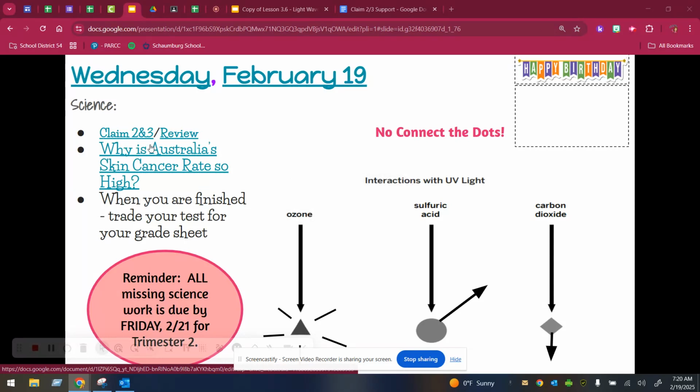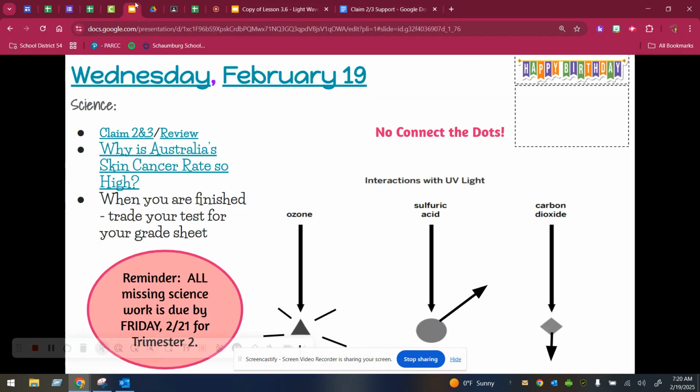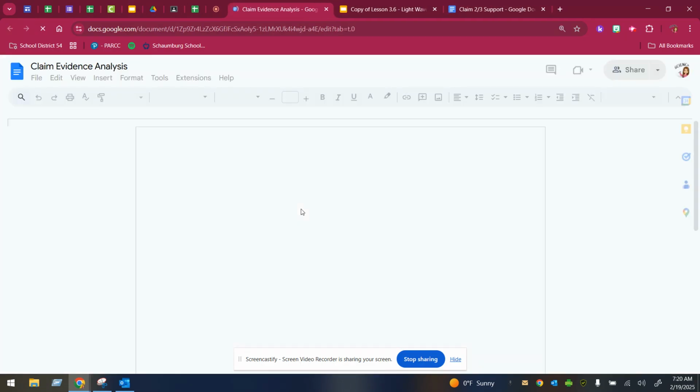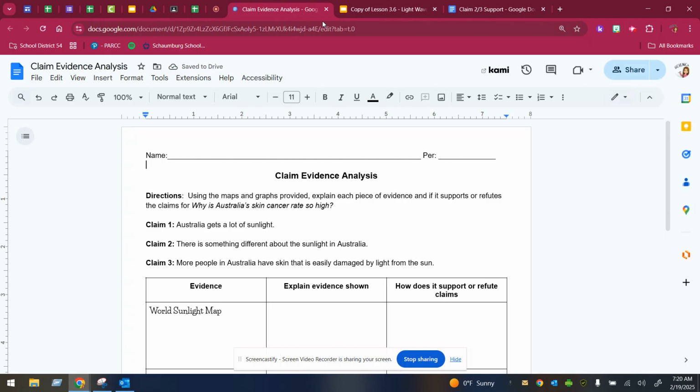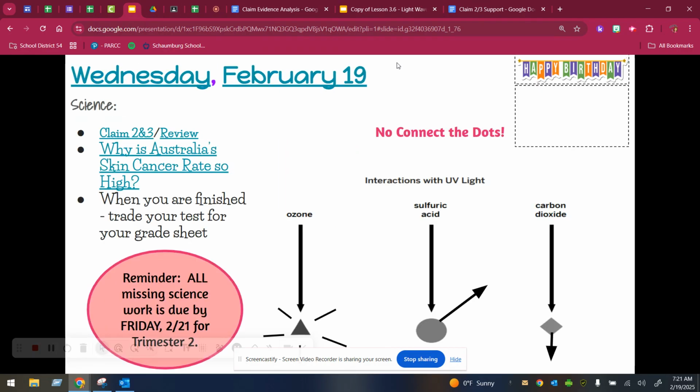First things first, Mr. Hen is going to come around and check your papers from yesterday, your claims 2 and 3, the claim evidence analysis. If you want to see what it looks like, it was this worksheet. He's just going to do a quick check that you completed what you were supposed to have completed. At this point, go ahead and pause the Screencastify so that Mr. Hen can come around and check each of your papers.